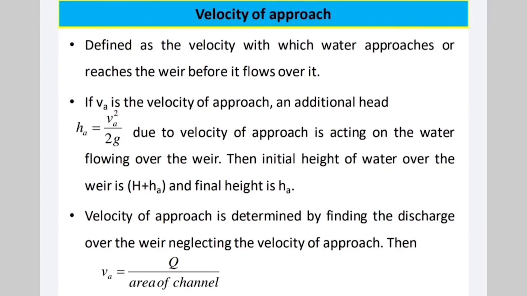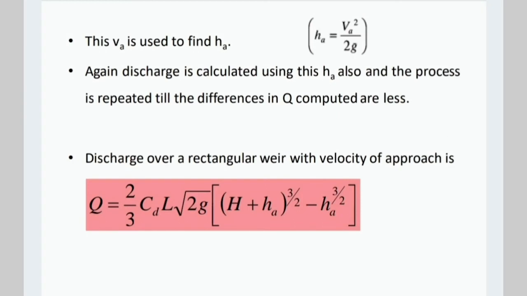Velocity of approach is determined by finding the discharge over the weir neglecting the velocity of approach. Then VA will be equal to Q by area of the channel, where Q is the discharge. When we get the value of VA, we can easily find HA by the equation HA is equal to VA square by 2g. So the discharge over a rectangular weir with velocity of approach is given as Q is equal to 2 by 3 into CD into L into root 2g into (H plus HA) raised to 3 by 2 minus HA raised to 3 by 2.